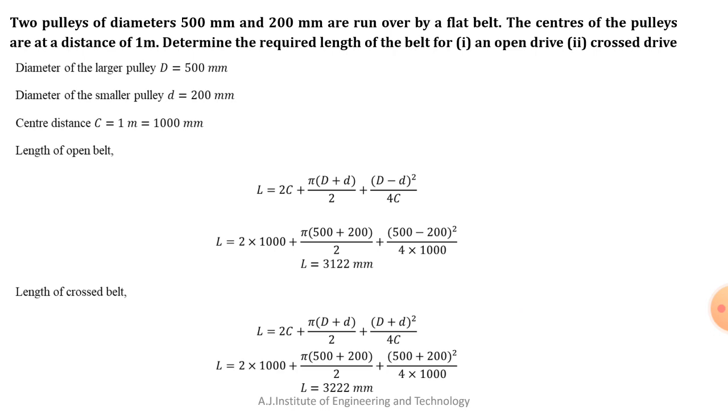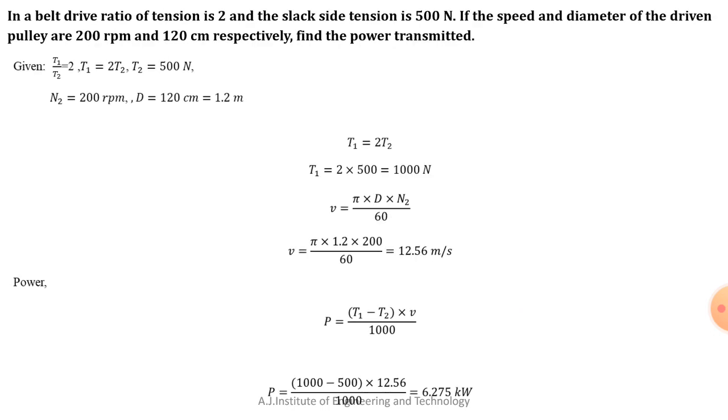Now we will move towards the fifth one. In a belt drive the ratio of tension is 2 and the slack side tension is 500 Newton. If the speed and diameter of the driven pulley are 200 rpm and 120 centimeter respectively, find the power transmitted. So here it is one of the important problems. We need to find out what is the power to be transmitted from one shaft to another shaft. Some of the data are given, so we'll see what the data are.